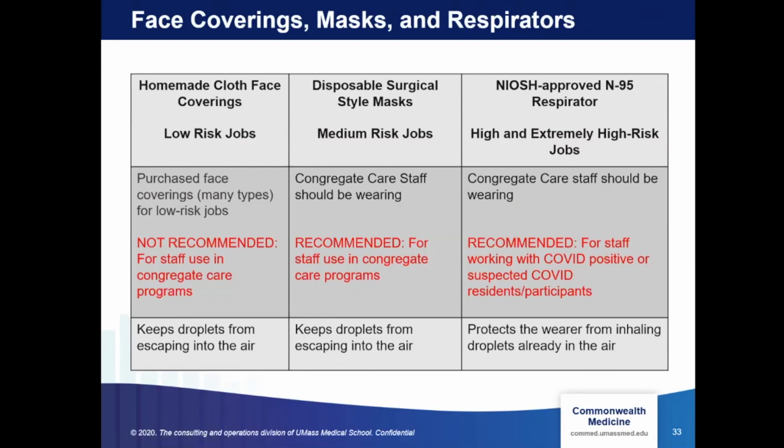There are several types of face coverings, masks, and respirators. Homemade cloth mask coverings are good for low-risk jobs, but we really don't recommend them in your settings, the congregate care settings. They would be good for outside, but not in these settings. What is recommended is a disposable surgical style mask, because there are medium risk jobs, keeping droplets from escaping into the air and from you inhaling them. And for high and extremely high risk jobs, it is recommended that those who work with COVID-19 patients or suspected COVIDs use a NIOSH approved N95 respirator.